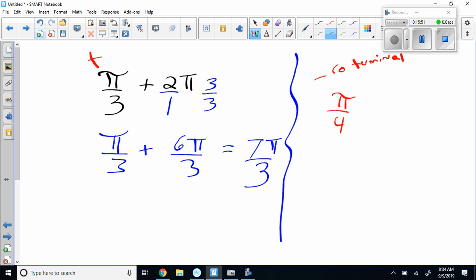Pi over 4. What would be my negative coterminal angle? On the angles part, what did we do if we had to find negative angles? Because there's a positive and a negative to it, right? You subtract what? 360 if we were doing angles, with degrees. So we would just subtract how much now?